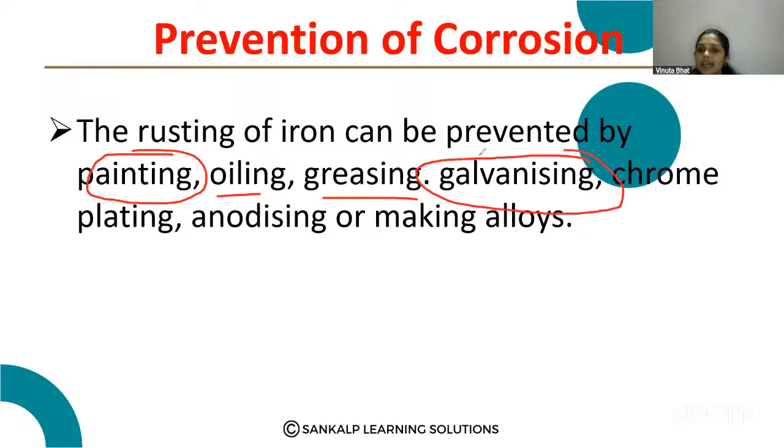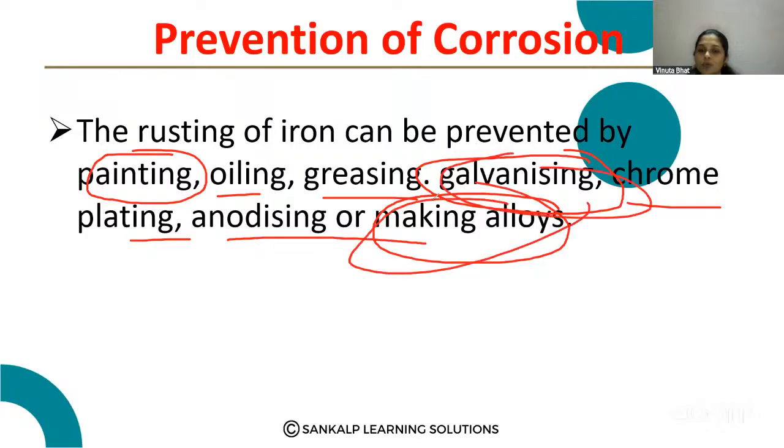So what is this galvanizing? That we learn later. And chrome plating and anodizing or making the alloys. So this alloy making and this galvanization process, we are studying. What is this galvanization process?